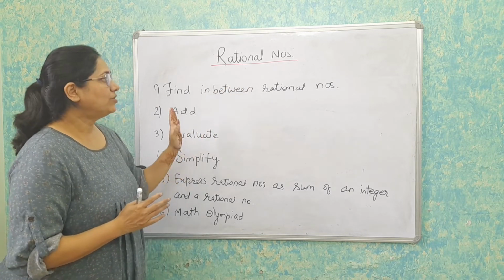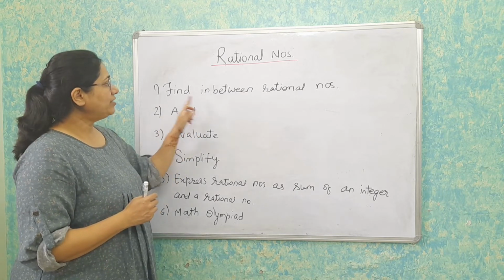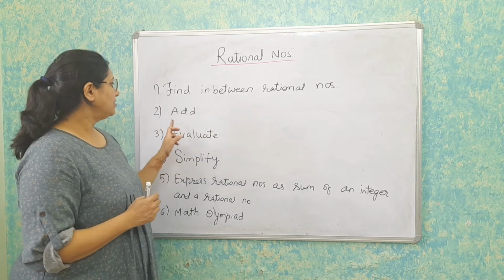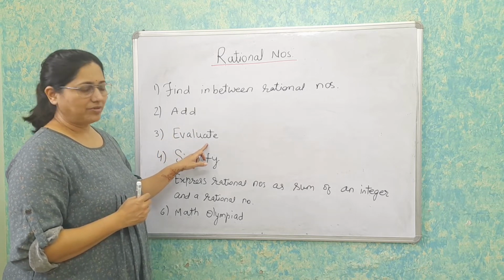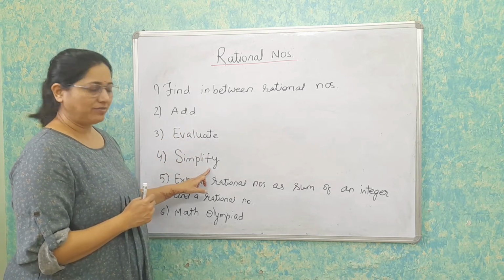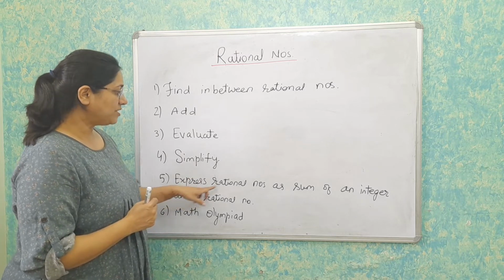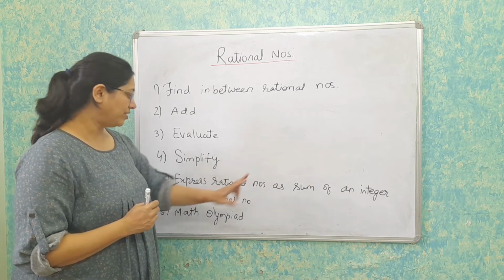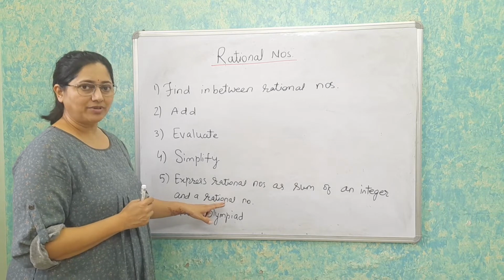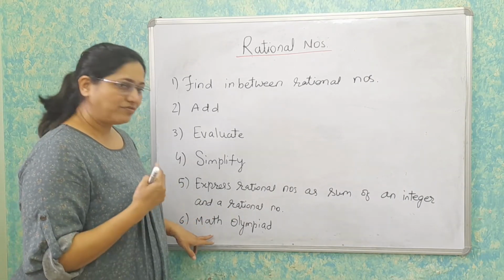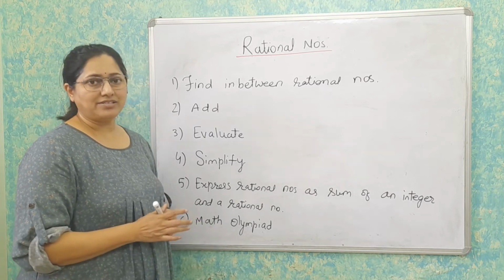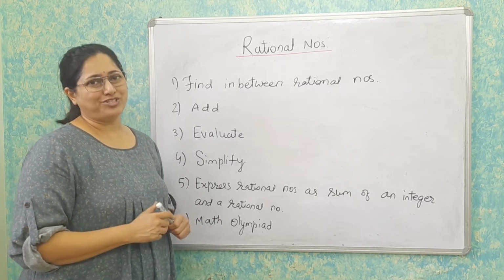In this video we will learn how to find in between rational numbers, then how to add rational numbers, how to evaluate rational numbers, how to simplify rational numbers, and then how to express rational numbers as sum of an integer and a rational number. And at the end of the video, I will take an example which is very common in Math Olympiad exam and mental maths. So keep watching.